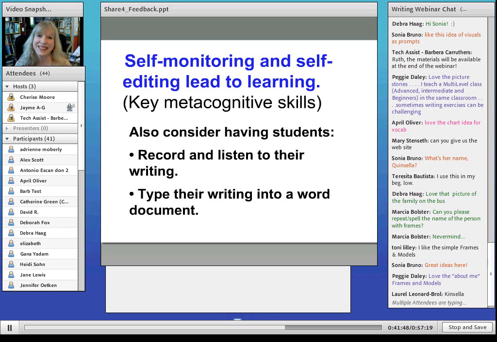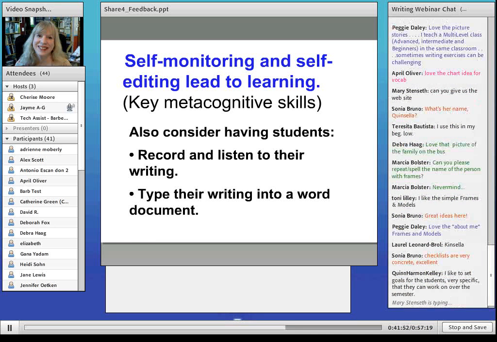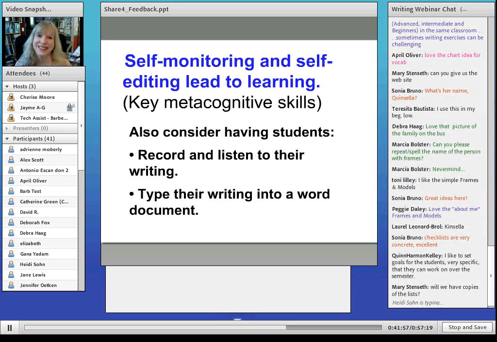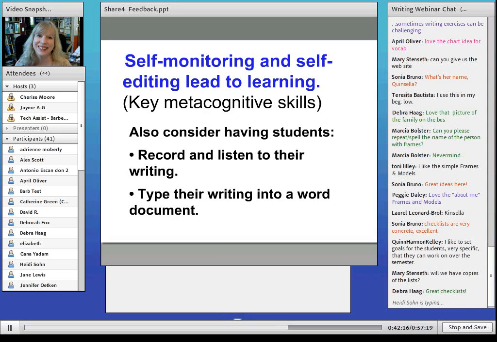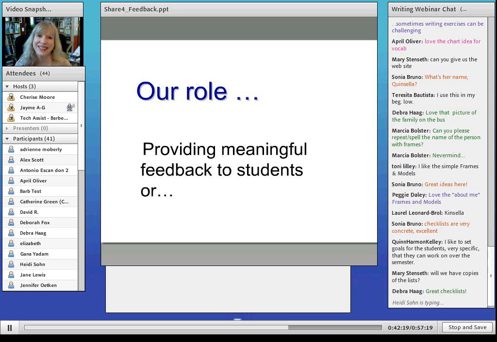You can also consider having them record their writing. I know that I find this very helpful. I'm quite auditory, and so when I write something, I can't necessarily find the errors, but as soon as I start to read it aloud, that works for me. This is probably going to be more effective at a higher level because beginning level learners may not be able to hear the errors. If your students are able to type, definitely you want to get them doing that because then you have the beauty of the Word doc underlining all their errors.